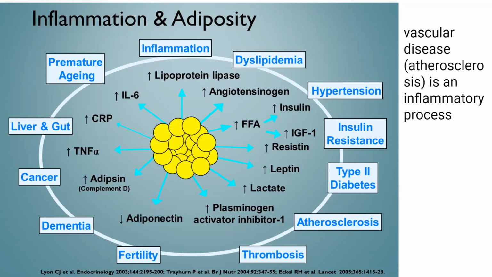So there is an increase in tumor necrosis factor alpha, C-reactive protein, and interleukin 6. Lipoprotein lipase enzyme also increases. It increases the angiotensin enzyme, which is secreted by the kidneys. There is an increase in free fatty acid levels, and these free fatty acids increase insulin, thereby causing insulin resistance. There is an increase in insulin-like growth factor 1, resistin hormone, leptin, and lactate, which causes acidity in the blood. There is an increase in plasminogen activator inhibitor.